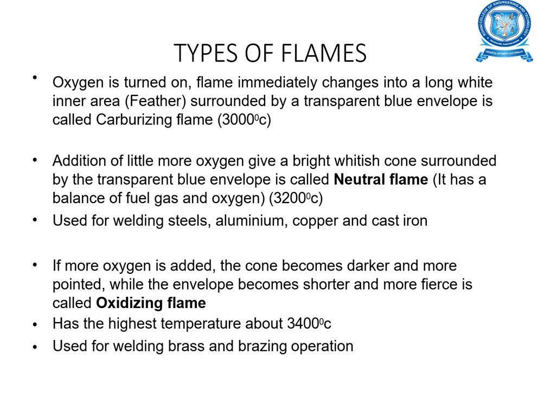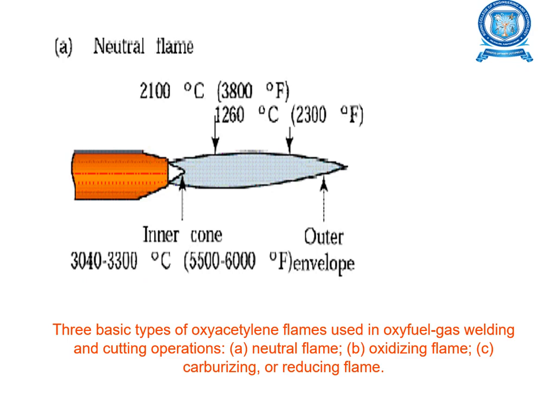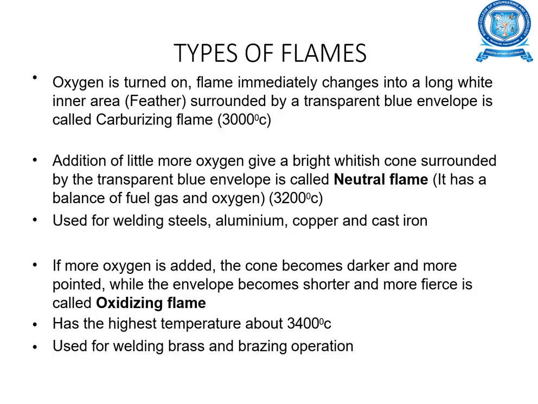Coming to the types of flames, you have three types: neutral flame, oxidizing flame, and carburizing flame. When oxygen is turned on, the flame immediately changes into a long white inner area feather surrounded by a transparent blue envelope, called the carburizing flame. The temperature is around 3000 degrees Celsius, and this is the diagram of the three types of flame.